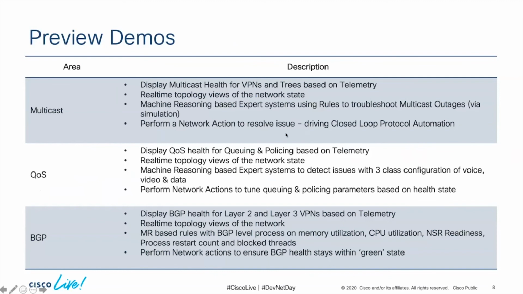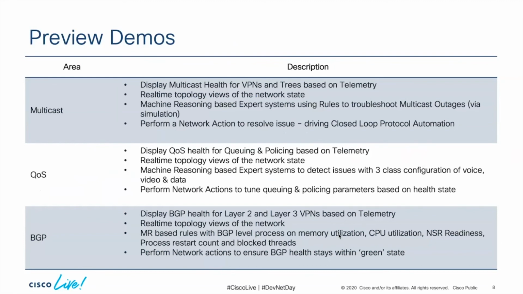We actually add a network action to go ahead and resolve the issue. In QoS, we've gone ahead and tuned queuing and policing parameters. And in BGP, we've gone ahead and figured out how we can ensure that the BGP health remains in the green state, looking at various states, whether it's memory utilization, CPU utilization, or blocked threads.